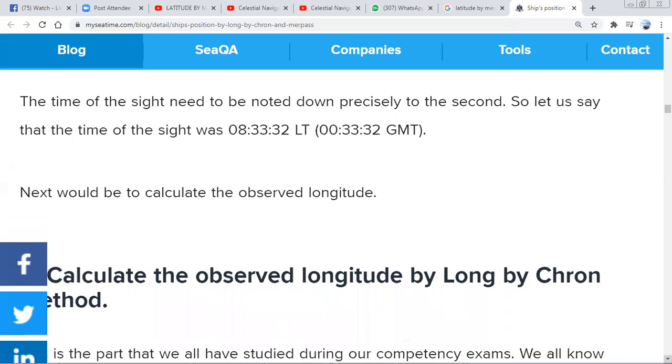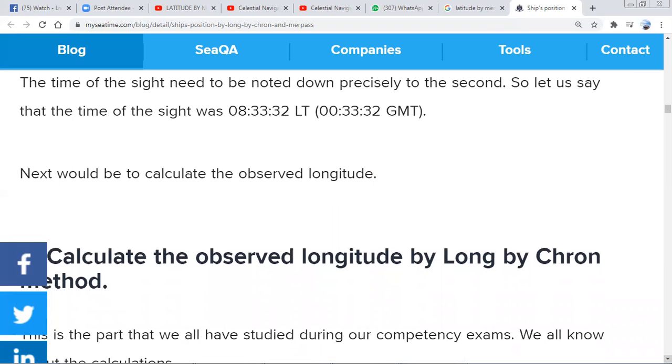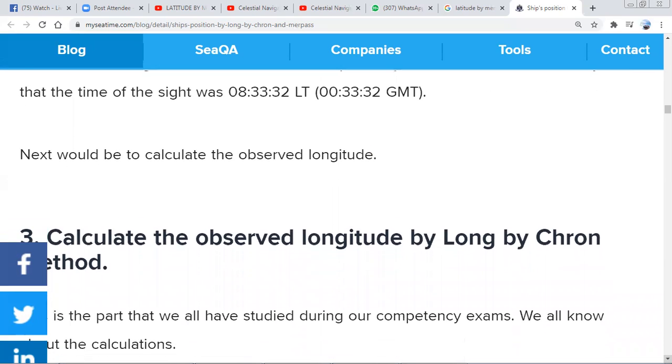The time of the sight needs to be noted down precisely to the second. So let us say that the time of sight from the chronometer or our clock was 08:33 local time, or 00:33:32 GMT. Both are given here. Sometimes if not, then you have to convert as per the LIT using the longitude.